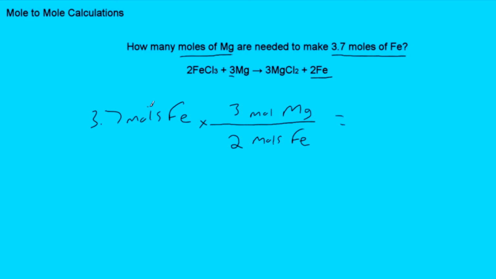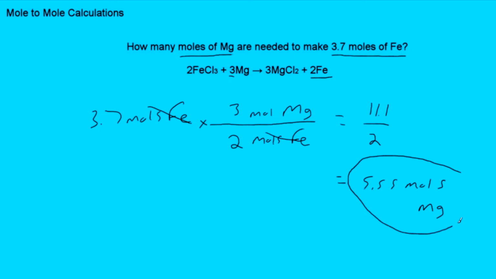Okay, moles of iron cancels. Our units are moles of magnesium, so let's do the math. 3.7 times 3 is 11.1, divided by 2 is 5.55 moles of magnesium. That's our final answer.